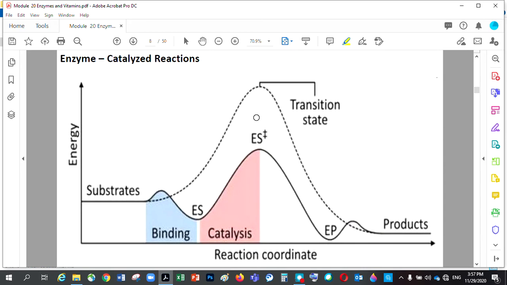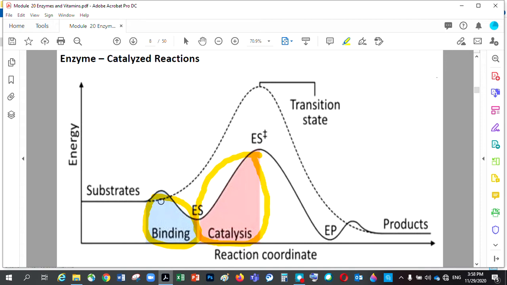Here is just another graph like the first curve we have seen at the beginning. In each active site, we have two regions. The first is the binding site within the active site, and this is the catalysis site within the active site, where the reaction is happening.